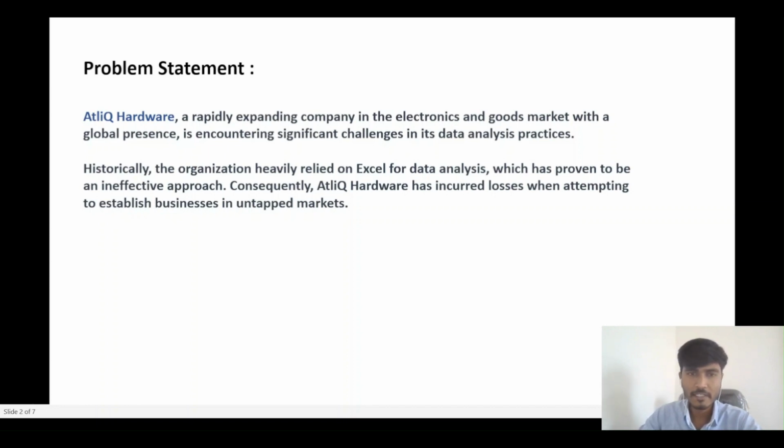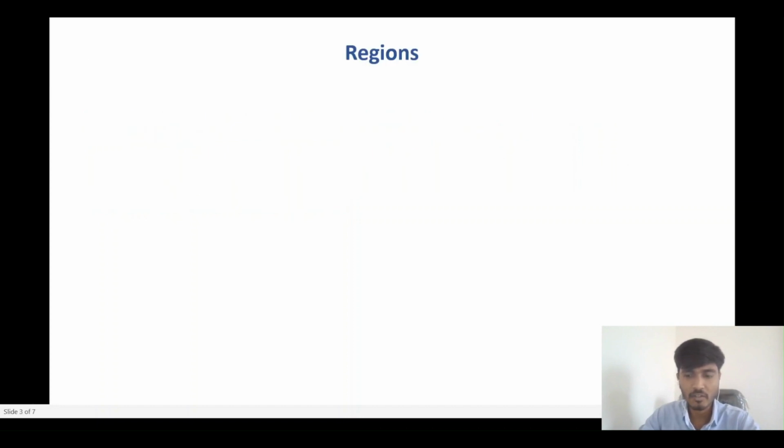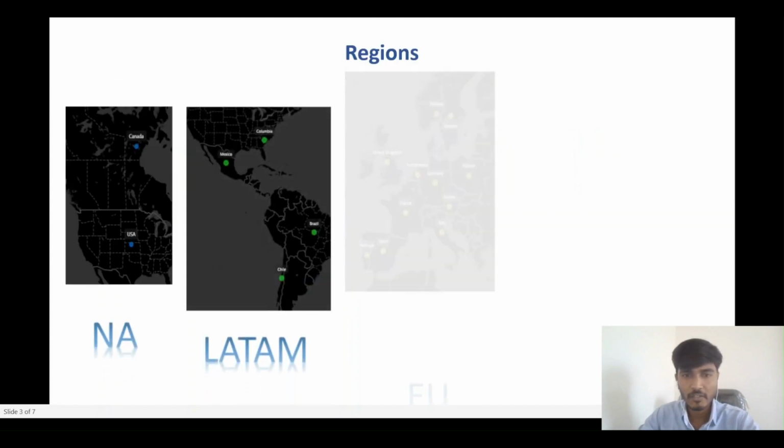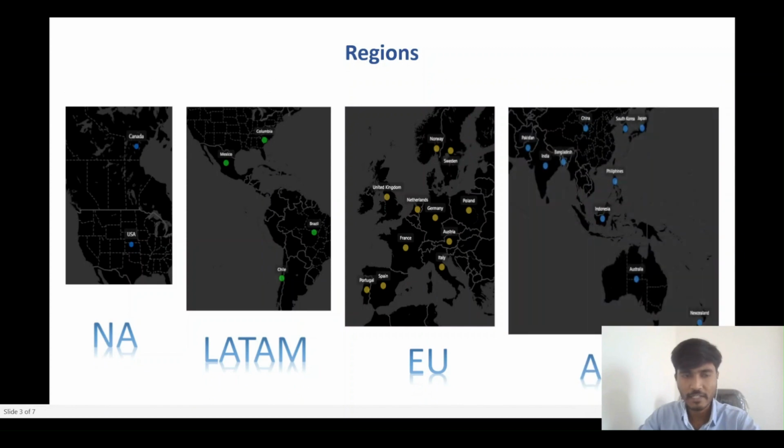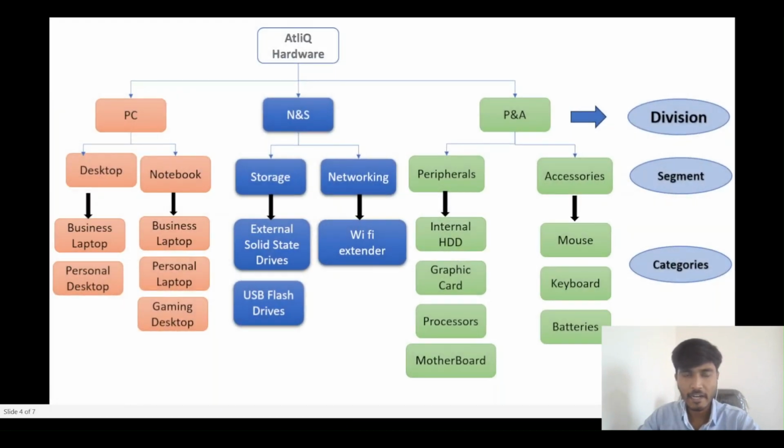Atlic Hardware sells their products in different regions like North America, Latin America, European Union, and Asia Pacific, with the dots indicating the different markets where they sell their products. Atlic Hardware produces their products in three main divisions: peripherals and accessories, PCs, and network and storage. Each division is further divided into different segments, and each segment is further divided into different product categories.